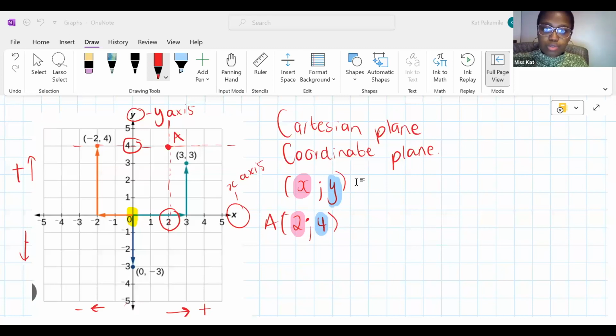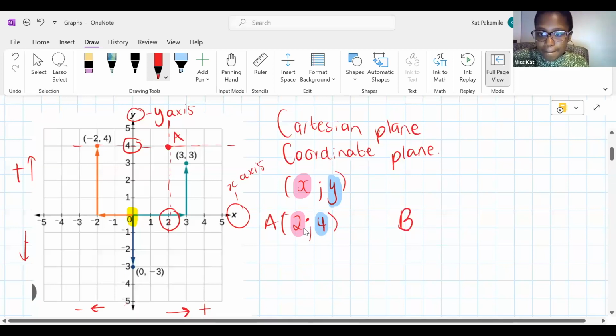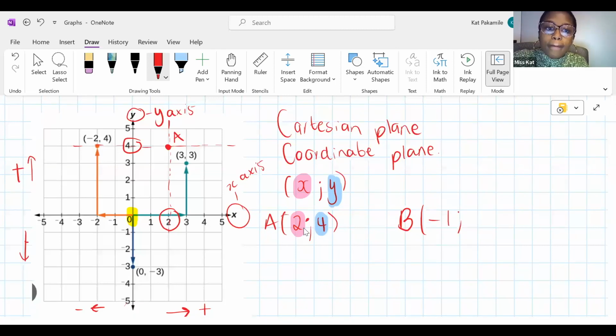So I'm going to do another example. Let us plot the point B, which is going to be -1 and 2. So tell me, do I look for -1 on my x-axis or my y-axis? Where do I look for -1? Do I look for it on my x or y-axis? Buntle, raise your hand and ask a specific question. Your x-axis. So let's look for -1.